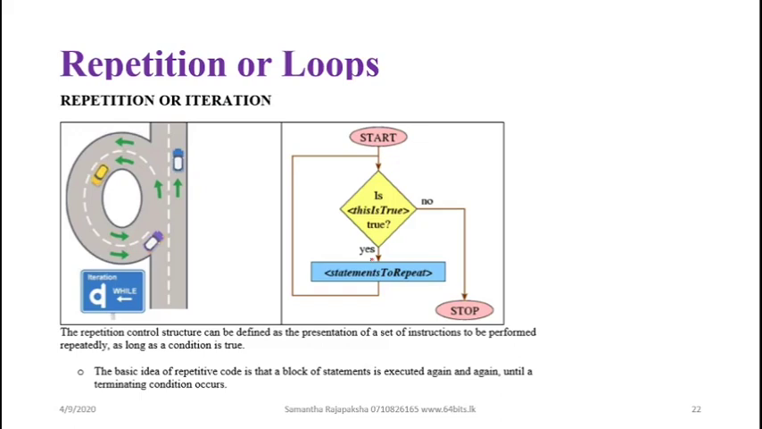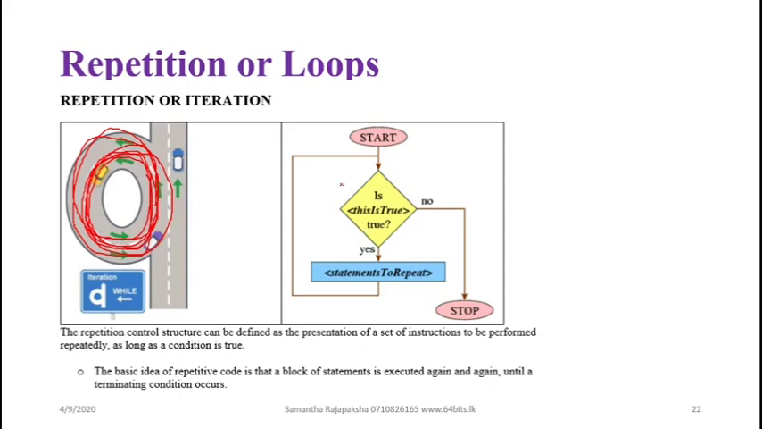Okay, then we'll come to the repetitions, or what we call the loops. Now the repetition, or basically loops, are used when you are doing the same thing again and again. So you can see these are repetitions like this, it's a loop. If you do the same thing again and again until some condition is satisfied, that is called a loop.